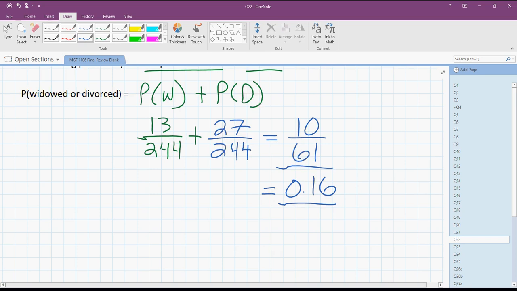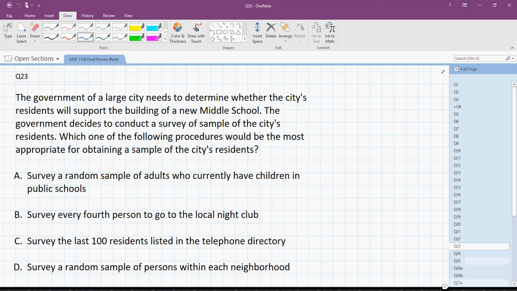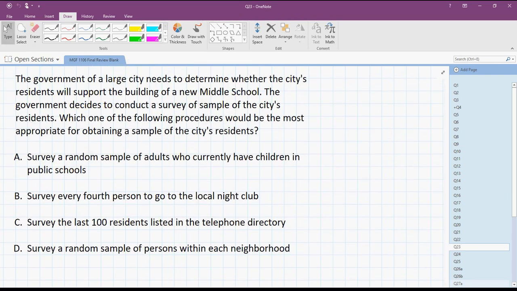All right. So right here, that now cuts us off and leads us into the next chapter, chapter 12. So that's everything you need to know from chapter 11. From here on out, we're in chapter 12. So here, this is that multiple choice question. It says the government of a large city needs to determine whether the city's residents will support the building of a new middle school. The government decides to conduct a survey of a sample of the city's residents. Which of the following procedures would be the most appropriate for obtaining a sample of the city's residents?